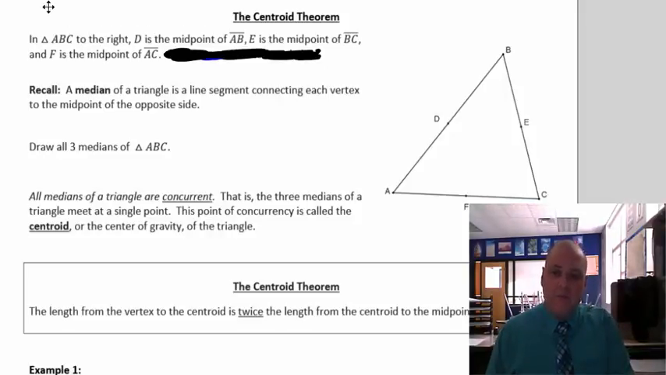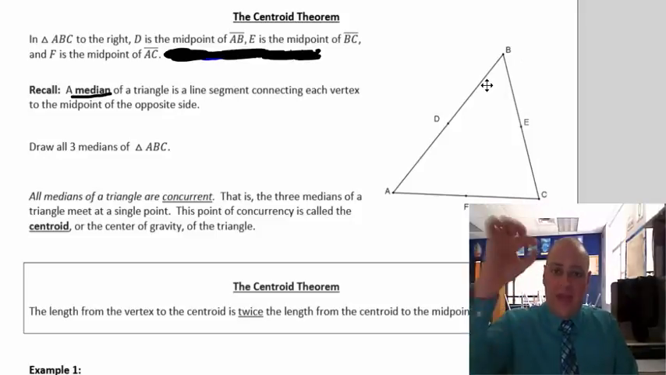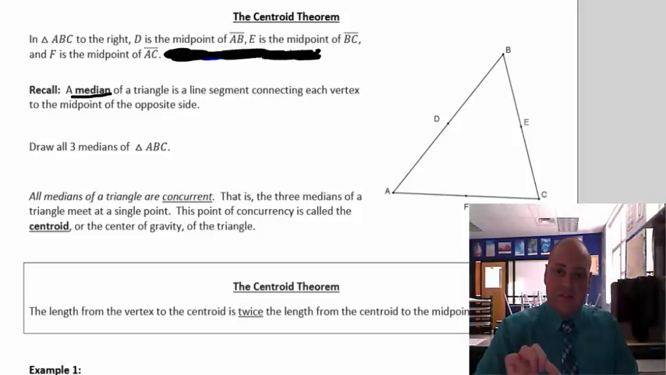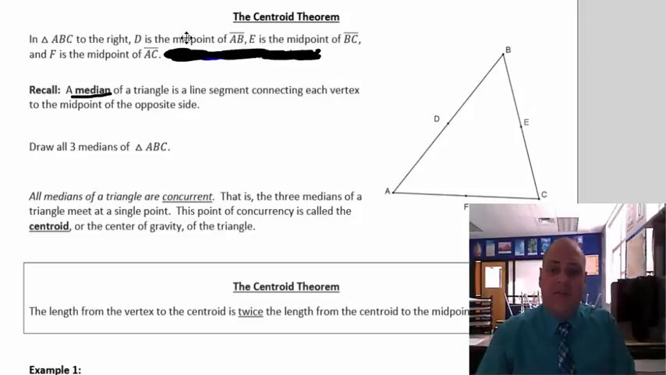A median of a triangle is a line segment connecting each vertex to the midpoint of the opposite side. So, each triangle will have three medians. You can go from any point to the opposite side's midpoint. So basically what it says here is in triangle ABC, this picture here, D, E, and F are drawn, and those are the midpoints. It's given.